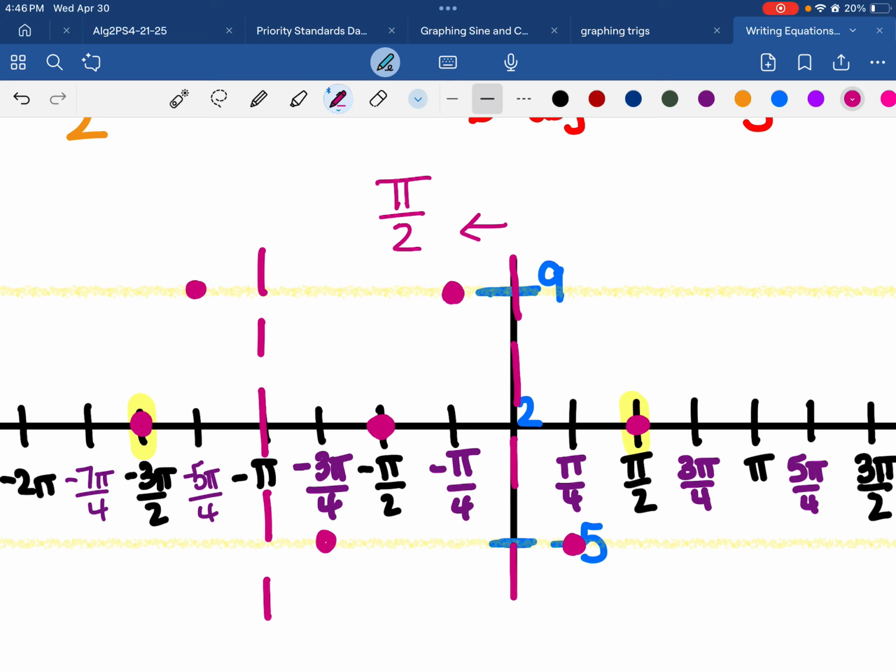What you are going to do now is you are going to connect these, and so we're going to go from the negative 3 pi over 2 up to negative 5 pi over 4. On the full graph, we're going to come down, go down, and we're also going to go up, and then do the same thing again.